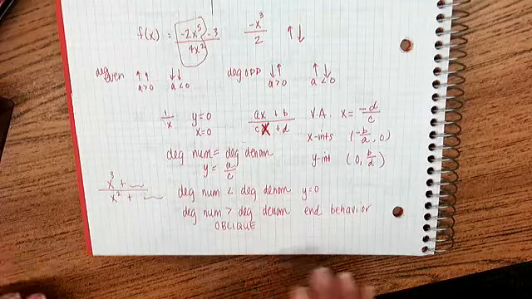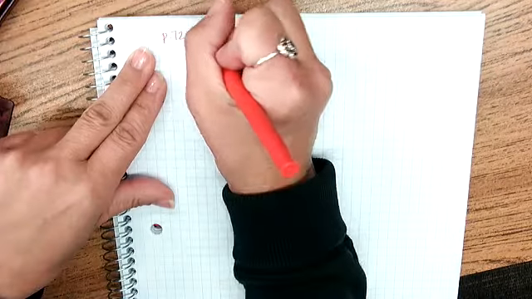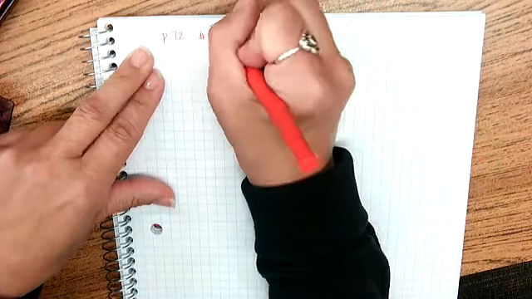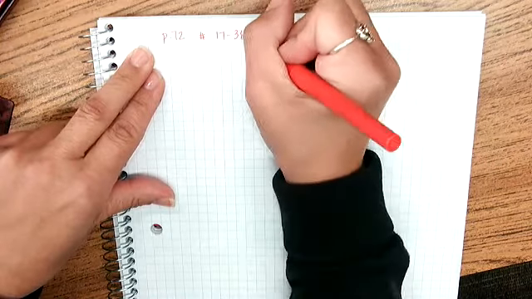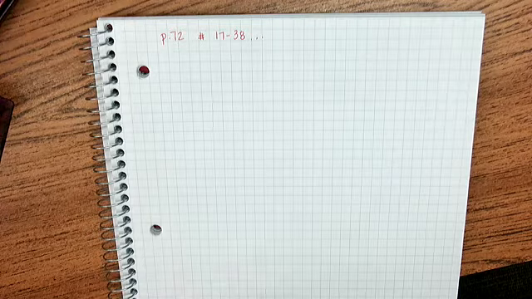This is important because if you look in your book, page 72, all review. So I'm not going to do any of these. All of the homework problems, page 72, number 17 to 38, all require that you know how to do end behavior, finding asymptotes, etc.